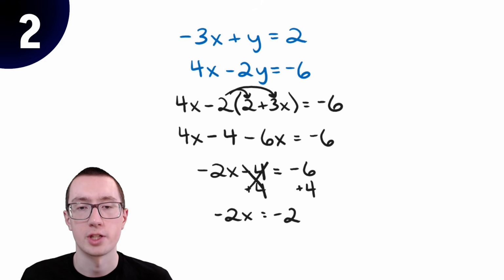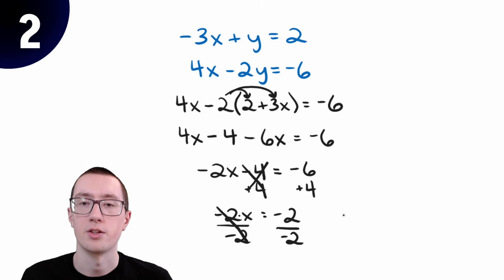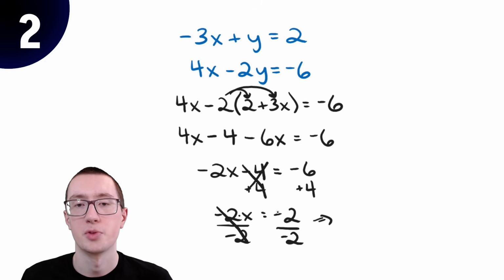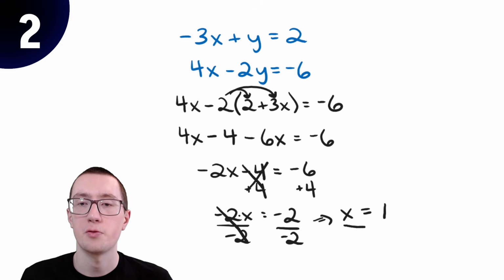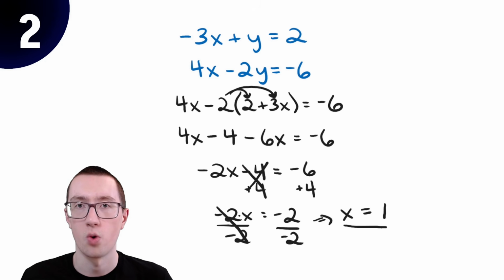And now we have multiplication here, so we can do the opposite of multiplication, which is division. We'll divide both sides by minus 2. The minus 2's cancel out, and I'll write this over here because we're running out of room. We have x equals negative 2 divided by negative 2. Well, dividing anything by itself makes 1, so x is equal to 1. So we've successfully solved for x, but the problem is asking that we need to solve for x and y.